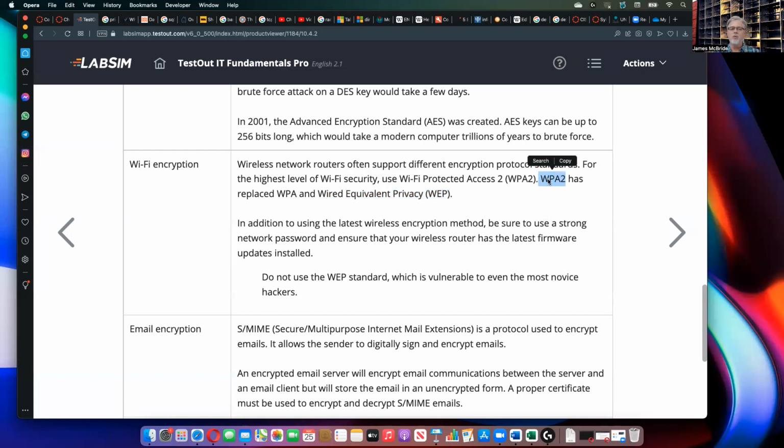There's problems with this encryption method. They have found holes in ways that people can break into WPA2. And so WPA3 solves those problems, at least for now.